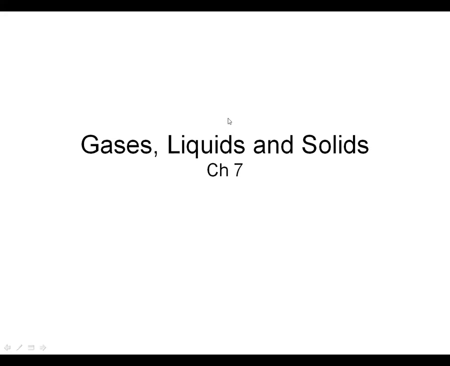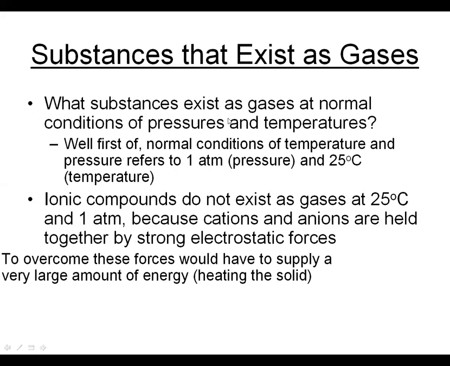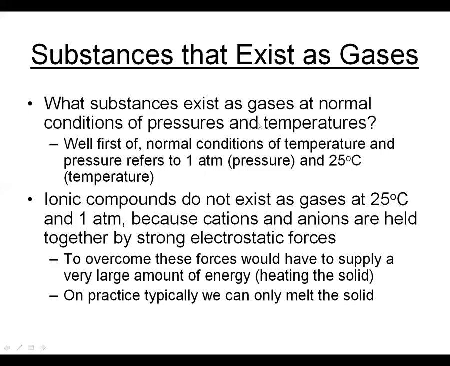All right, so let's get started. We're going to start off with gases and substances that exist as gases under normal conditions. Usually when we talk about normal conditions, we're talking about a pressure of 1 atm. ATM is an atmosphere, as we'll talk about in this chapter, and that's a very common unit of pressure that we see a lot. So it's just an ATM, which is the abbreviation for it.